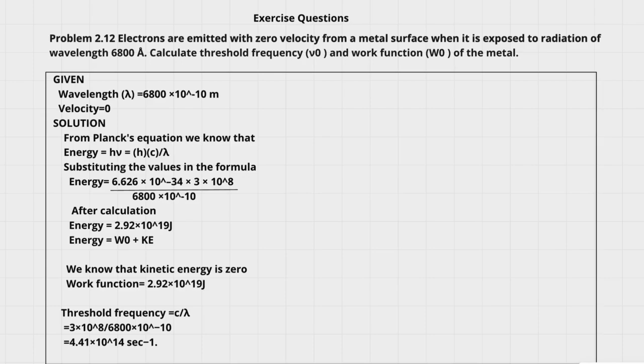Threshold frequency equals c/λ. Threshold frequency equals 3 × 10^8 divided by 6800 × 10^-10. After calculation, threshold frequency equals 4.41 × 10^14 sec^-1.